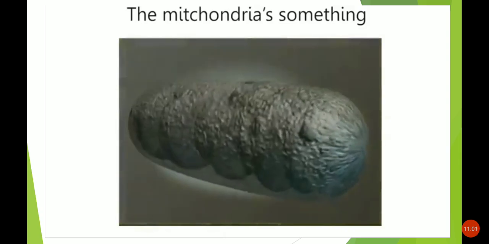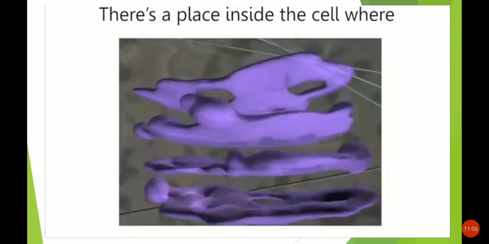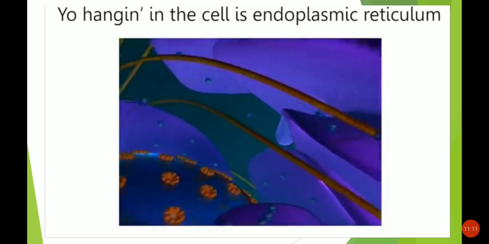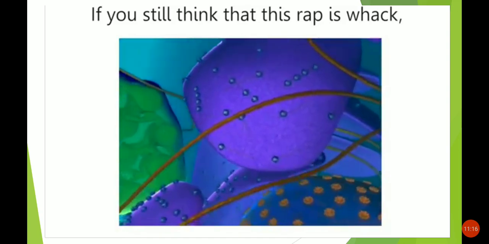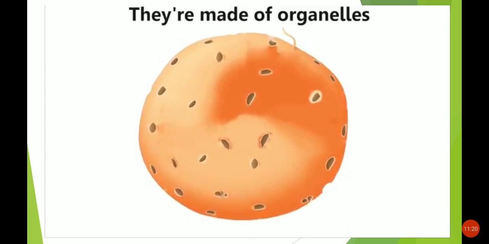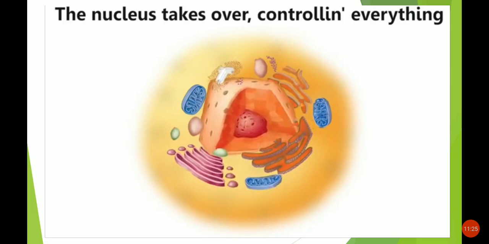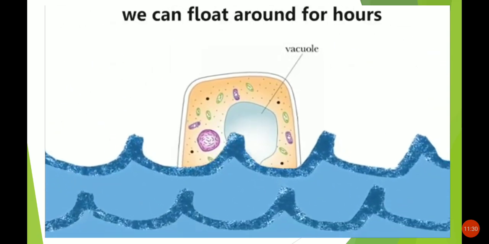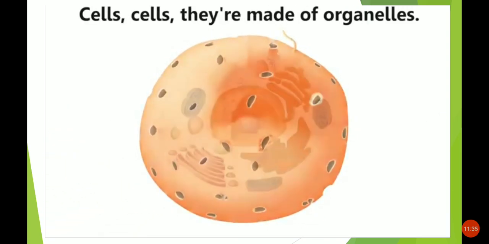The mitochondria is something every cell needs, breaking down the food and releasing energy. There's a place inside the cell where chemicals are stored. The squiggly bodies releasing even more. Yo, hanging in the cell is endoplasmic reticulum, synthesizing enzymes for respiration. And if you still think that this rap is whack, remember ribosomes making proteins getting jacked. Cells, they're made of organelles. Try to pull it fast when the cytoplasm gels. The nucleus takes over, controlling everything. The party don't stop till the membrane box is seen. Inside the vacuole, we can float around for hours, running around with chloroplasts, loving sunlight showers. Cells, they're made of organelles.